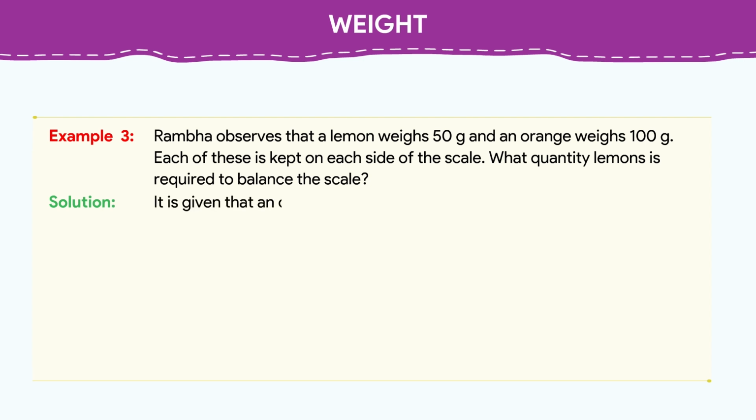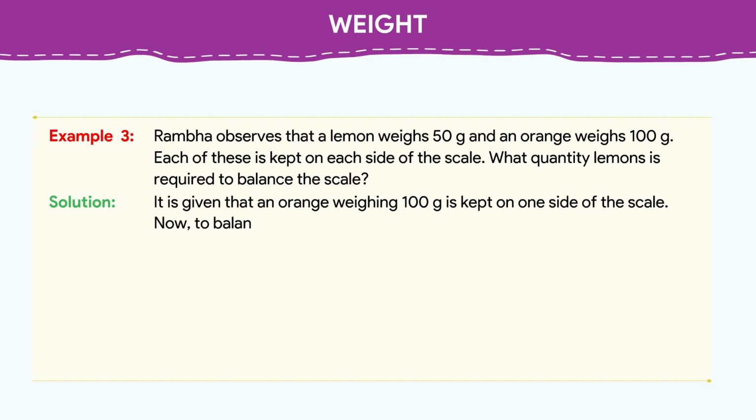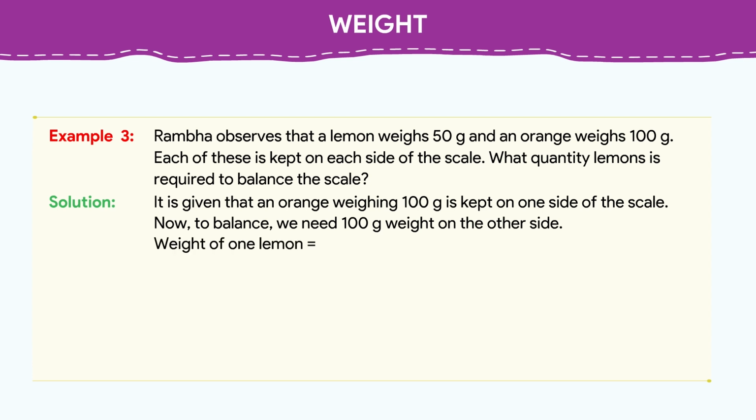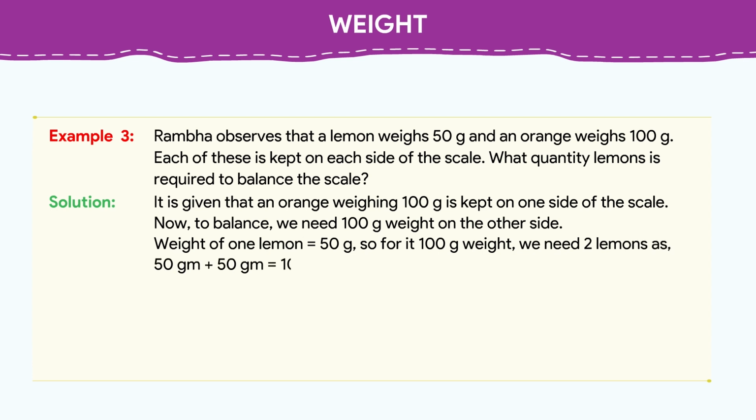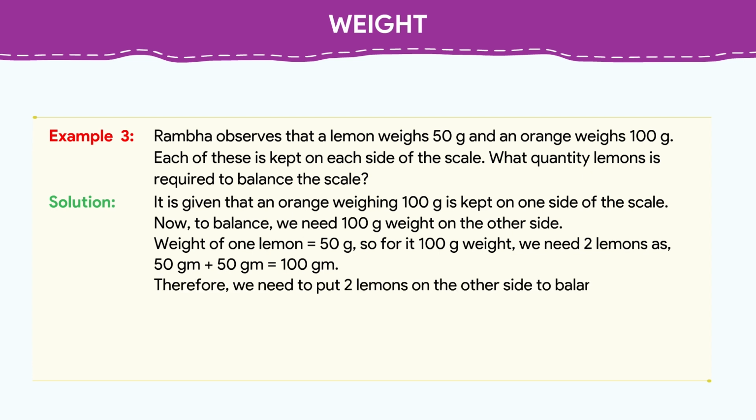Solution. It is given that an orange weighing 100 g is kept on one side of the scale. Now, to balance, we need 100 g weight on the other side. Weight of one lemon is equal to 50 g, so for 100 g weight, we need 2 lemons as 50 grams plus 50 grams equals 100 grams. Therefore, we need to put 2 lemons on the other side to balance the scale.